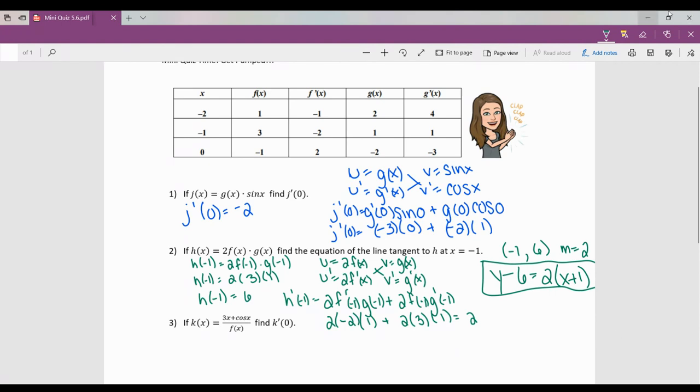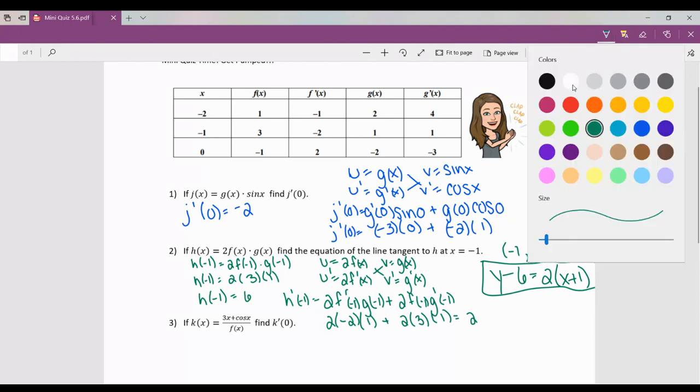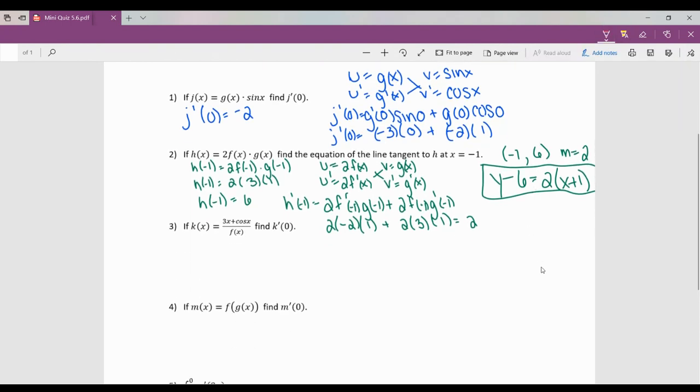Alrighty, I'll change my pen color again. There we go. All right, on to the next one. We want to find k prime of 0. So we've got a function divided by a function, so we're going to need to use the quotient rule.